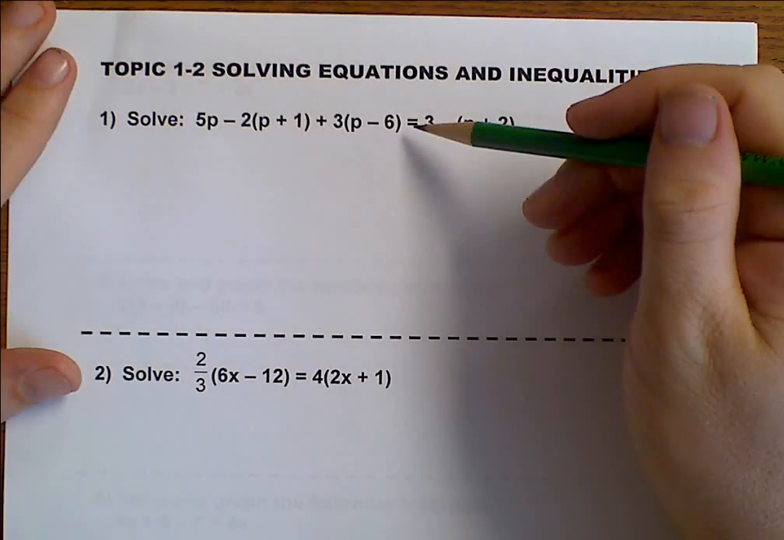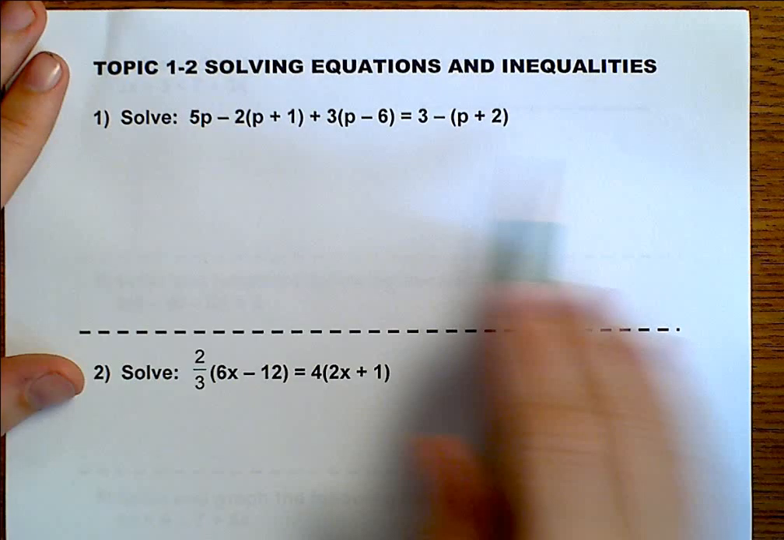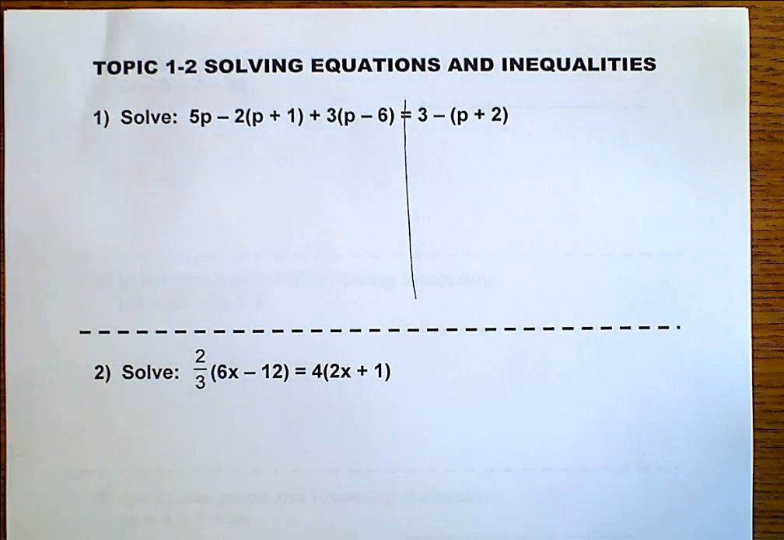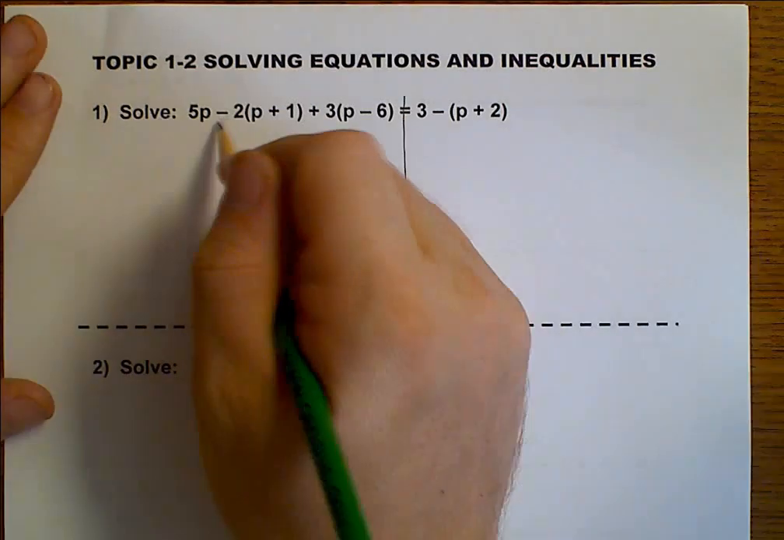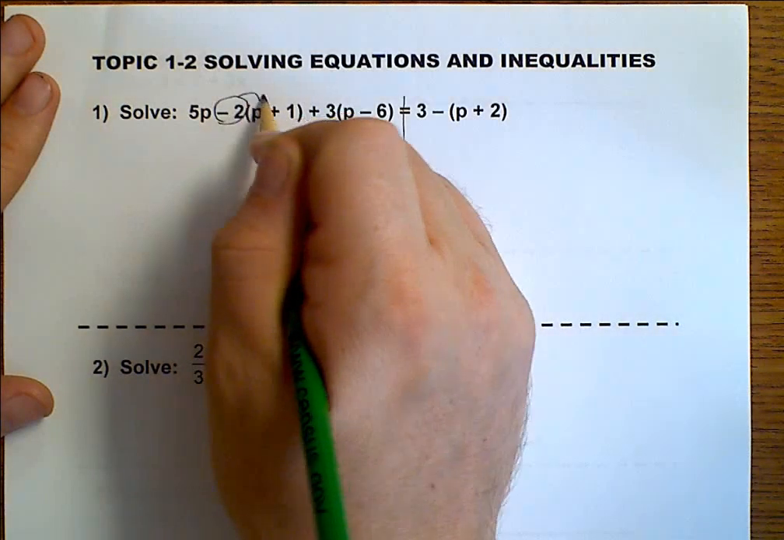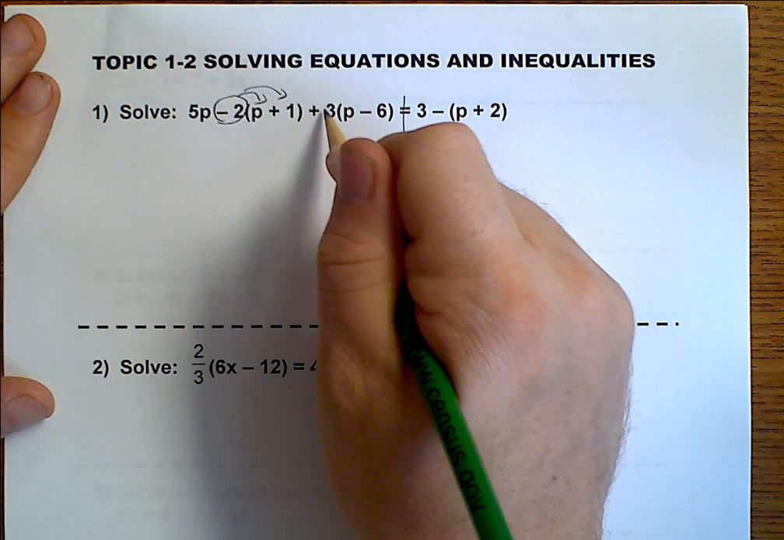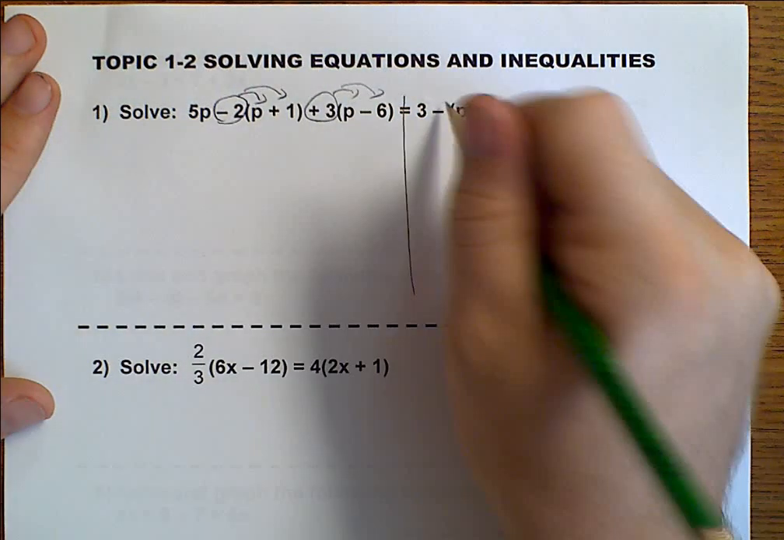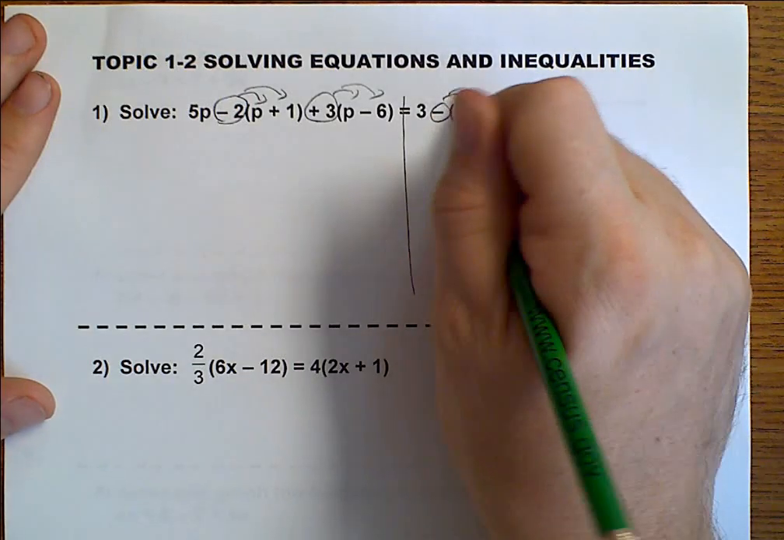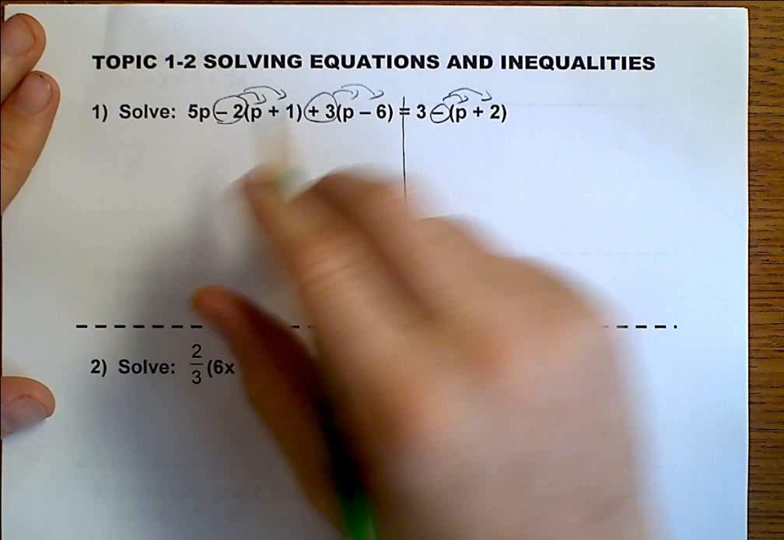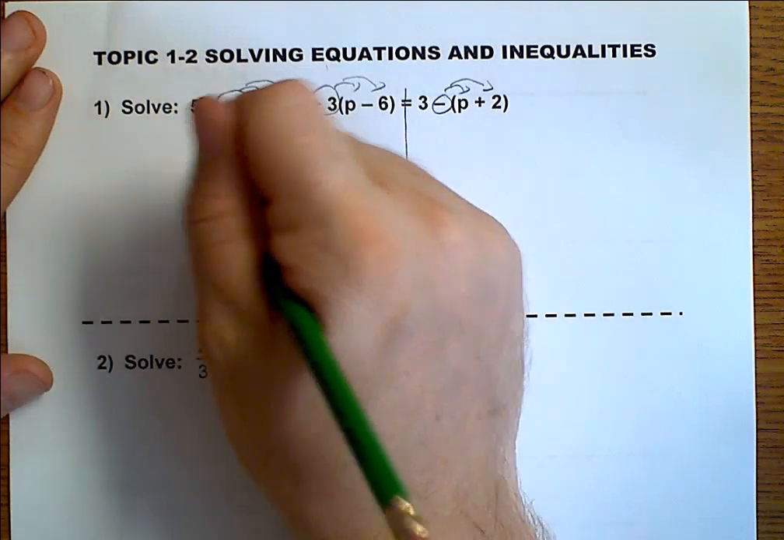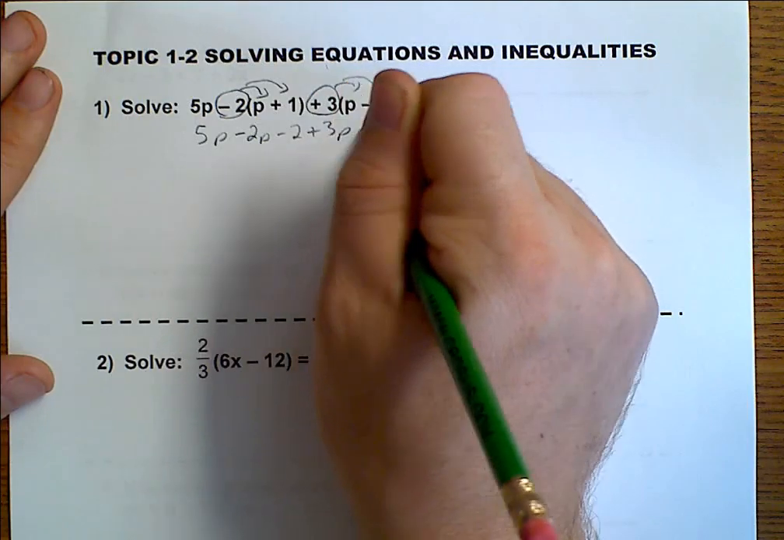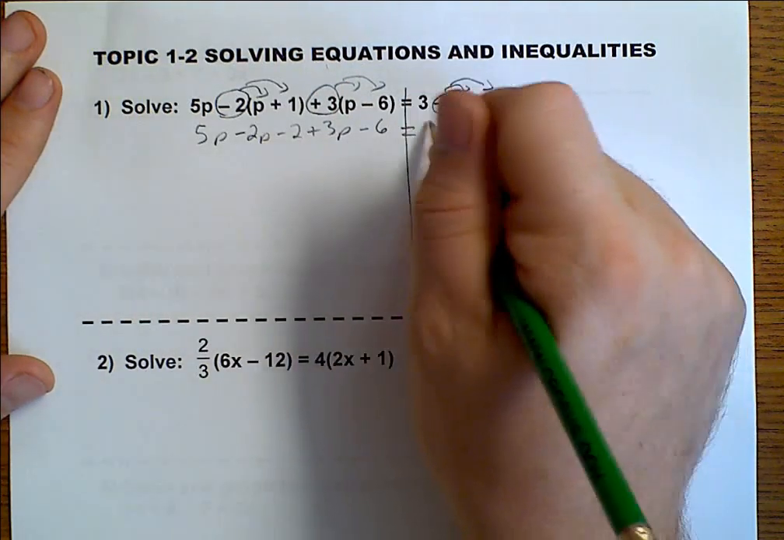So, here we have a very long equation. I'm going to go ahead and draw my line down the equal sign, and let's start trying to break this down. Well, this -2 needs to get distributed, and this +3 needs to get distributed, and this negative sign needs to get distributed. So when I do all that, I get that 5p minus 2p minus 2 plus 3p minus 6 equals 3 minus p minus 2.